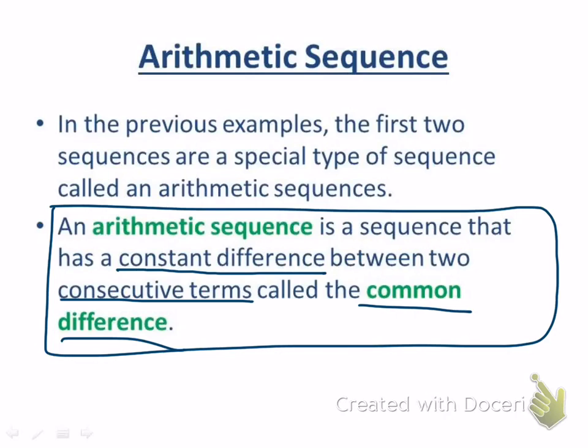What do we mean by consecutive terms? Terms that are right next to each other, right? A term and a term that comes after it, or a term and a term that came before it. Those are consecutive terms in the sequence.